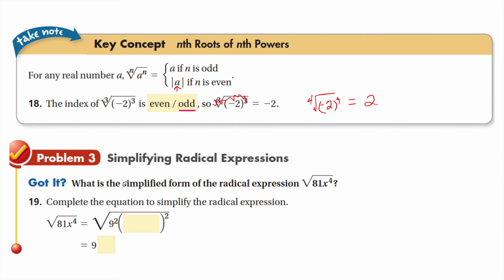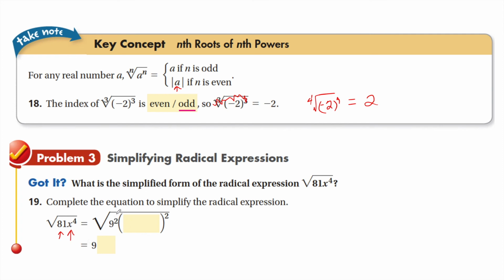What is the simplified form of the radical expression, the square root of 81x to the fourth? Can you complete the equation to simplify the radical expression? Well, right off the get-go I notice 81 is a perfect square, and so is x to the fourth. So let's rewrite these as perfect squares.